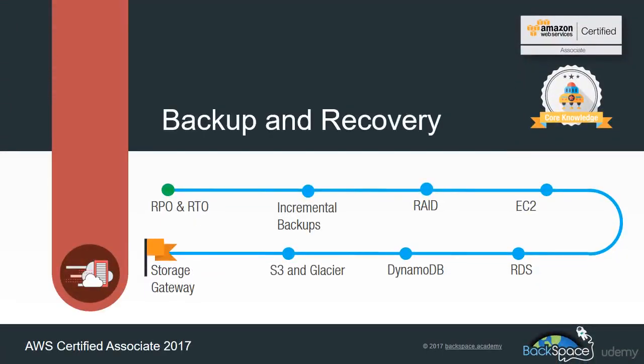In this lecture, I'm going to go through the backup and recovery operations that you can do on the AWS services that you are using. I'm going to start with talking about recovery point objective and recovery time objective, what those terms mean. I'll talk about the concept of incremental backups. I'll talk about RAID and talk about the options for EC2, RDS, DynamoDB, for S3 and Glacier, and then I'll finally talk about the storage gateway service.